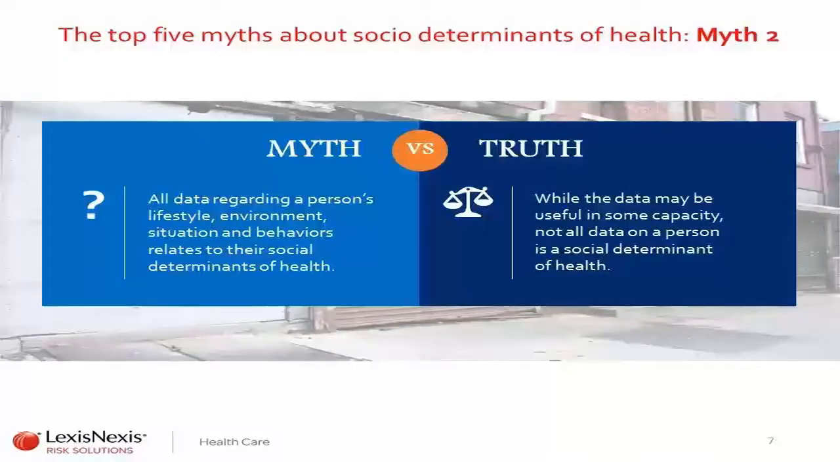Our second myth is that all data about a person and their life outside of their medical claims relates to their social determinants of health. The truth is that while data may be useful in some capacity, not every piece of data on a person is a social determinant of health.